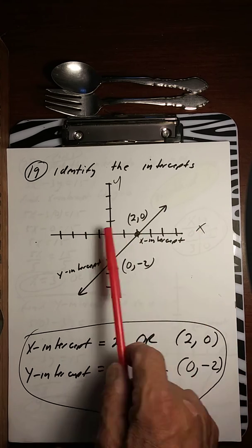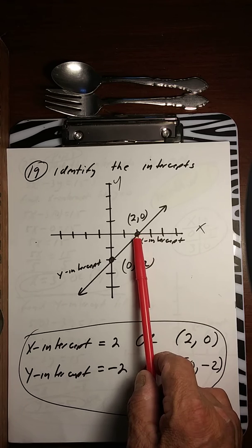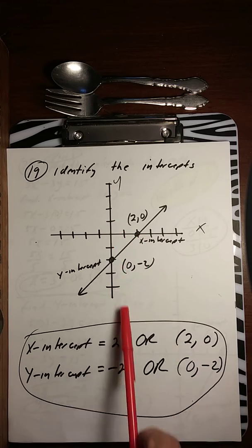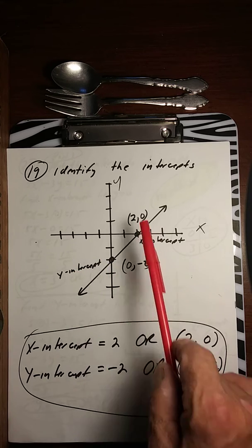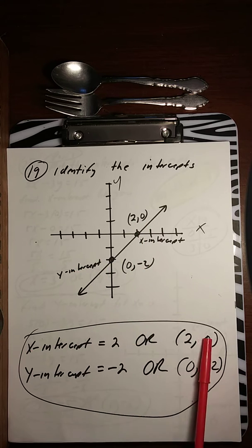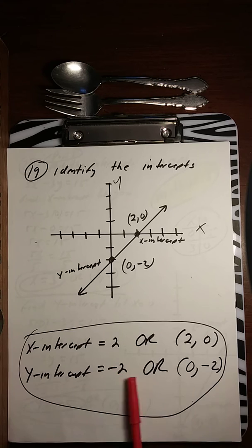Identify the x-intercepts and y-intercepts. So this is the x-axis, this is the x-intercept, 2, 0. And this is the y-axis, so 0, negative 2, this is the y-intercept. The x-intercept is 2, or 2, 0. The y-intercept is negative 2, or 0, negative 2.